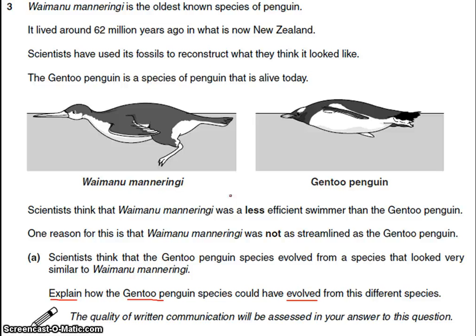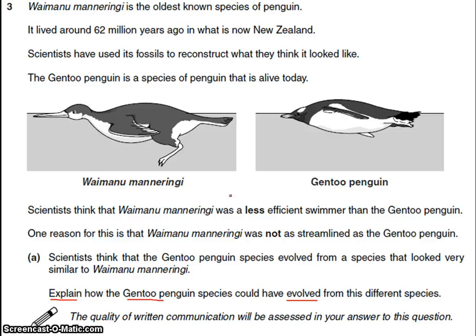Because one of these animals is more streamlined than the other, it's going to be able to travel faster through water, which is the environment in which it lives. So you always want to consider the environment when you're talking about evolution. Because the Gentoo penguin is more streamlined, it's going to be able to catch food more efficiently, but also it's going to be faster at avoiding predators as well. So there are 2 sides to this.